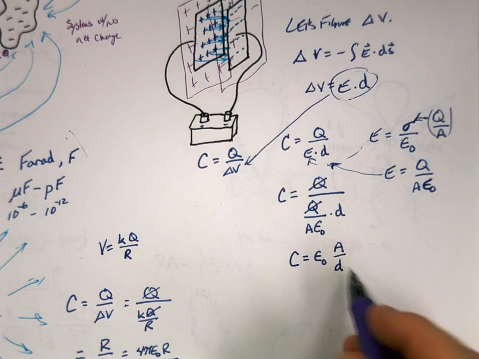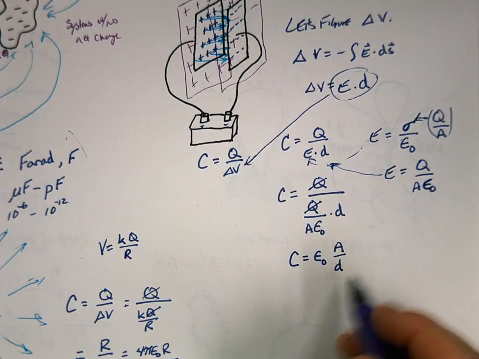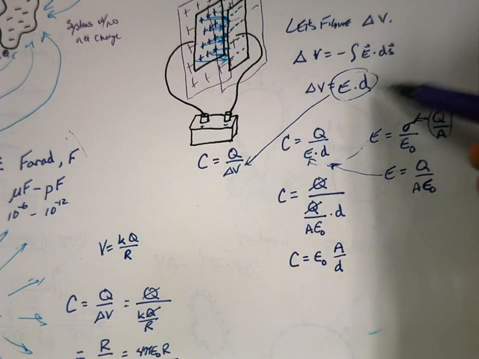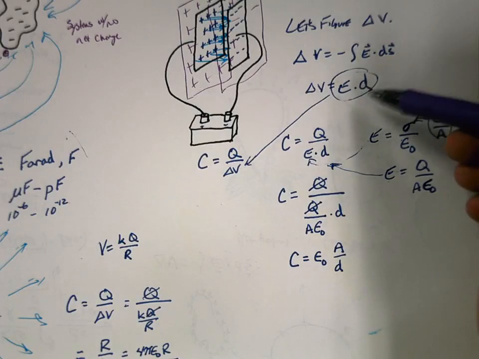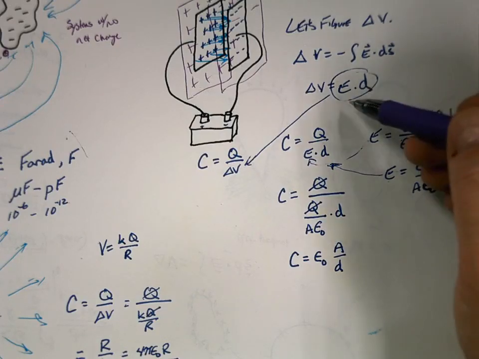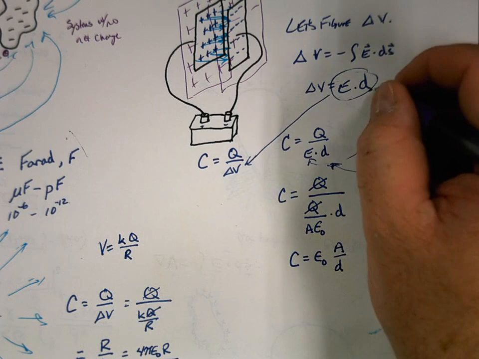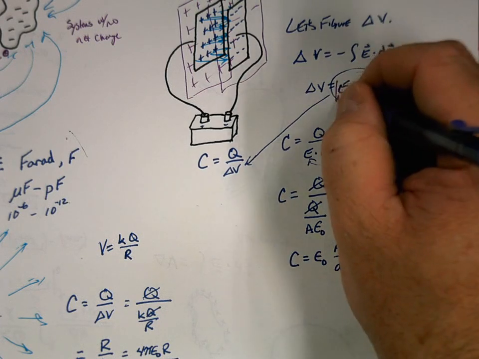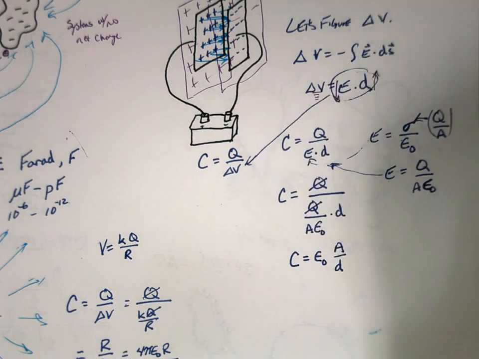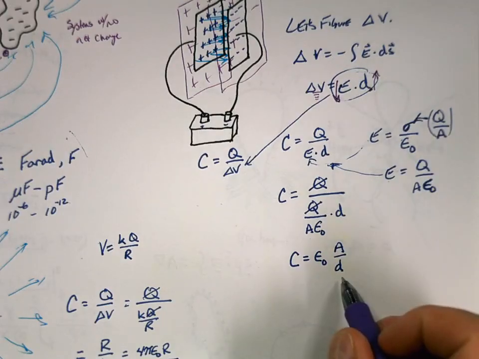Okay. What if we change the distance between them? If the voltage is the same and we get closer, what happens to our field? Field gets smaller, right? If this goes up, field has to go down to maintain the same potential. Which also makes sense because D is in the denominator. So if this number gets bigger, our capacitance gets smaller.